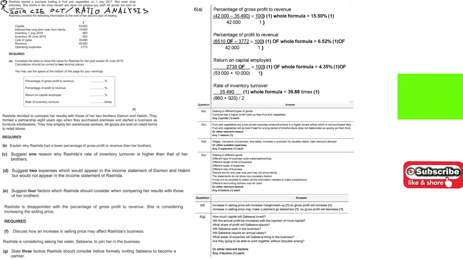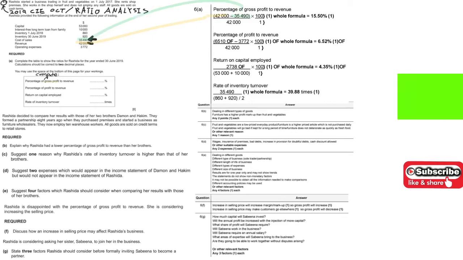The easiest one is to get the percentage of the gross profit to the revenue. So first of all, what we need to do? We need to compute the value of the gross profit, which is equal to the revenue minus the cost of sales. You may see in the answer, the revenue will be 42000. I will put it here, and then the cost of sales will be 35490. I will put it here.